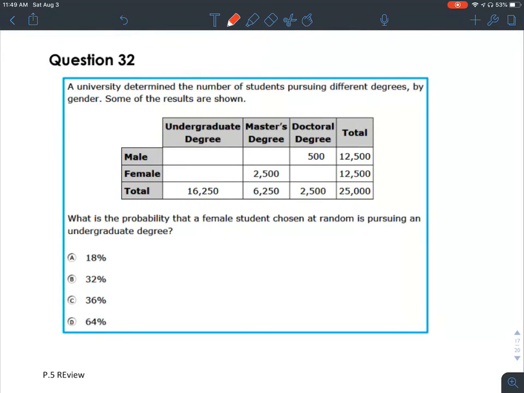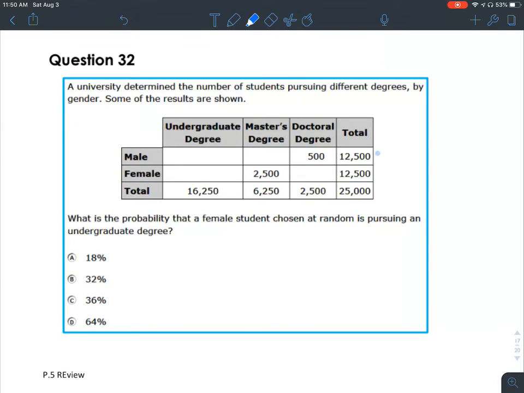Question 32 from the Geometry Ohio Spring 2019 release questions. A university determined the number of students pursuing different degrees by gender. Some of the results are shown. Now, before we try to answer the question, let's just be safe and fill in the things that are missing.